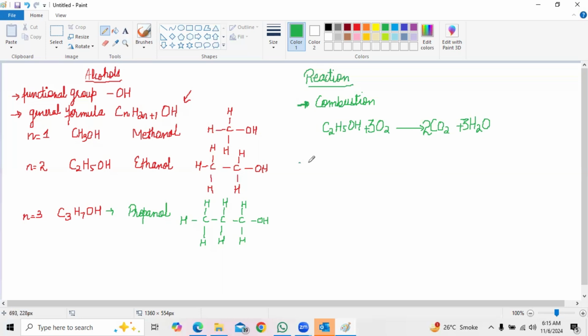And the second reaction that alcohols undergo is basically the addition of oxygen, and that is the oxidation reaction. Addition of oxygen, that is oxidation of alcohol. So what will happen if alcohols undergo an oxidation reaction? Let's discuss it in detail.